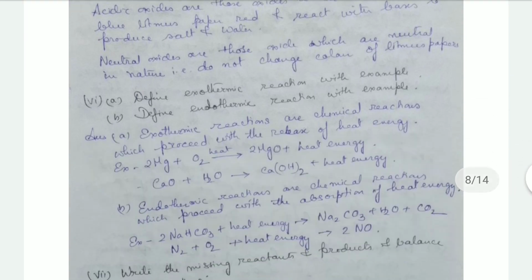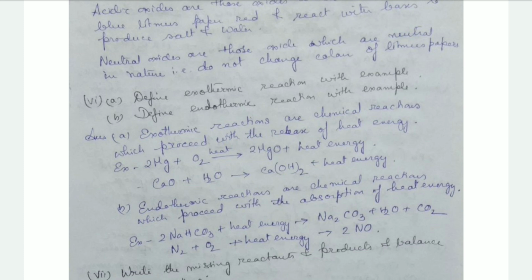Okay. And then define exothermic reaction and endothermic reaction with examples. Exothermic reactions are chemical reactions which proceed with the release of heat energy. Like magnesium, when it burns in oxygen, releases heat energy to form magnesium oxide. Calcium oxide, when it reacts with water, forms calcium hydroxide, and heat energy is released.